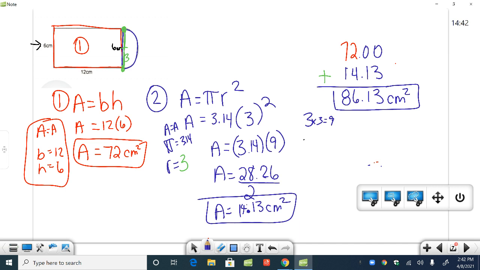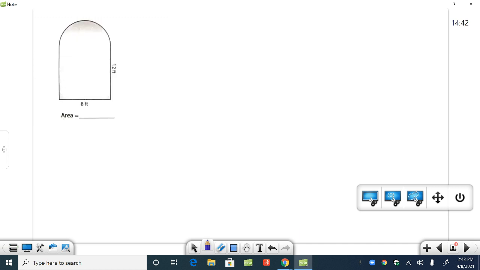All right, shape number 2. We're going to go straight to the middle. I'm not going to do the bottom ones. I'm going to let you do those on your own, and I will post a copy of the notes for you.